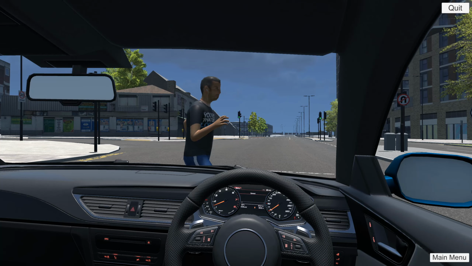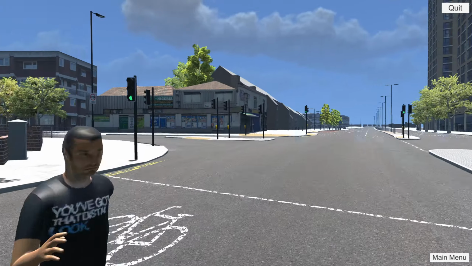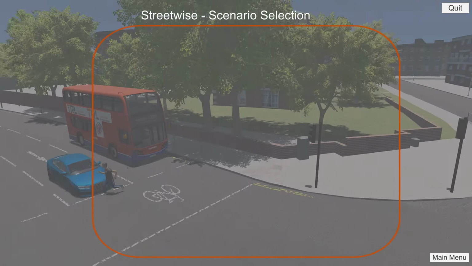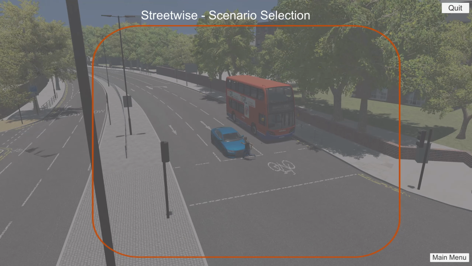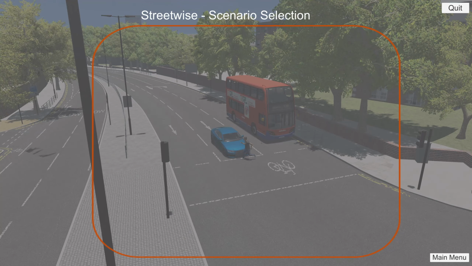And as you can see, by bringing in the RAIDS data, we are bringing in that vital information that makes or breaks this specific scenario, because there is no point simulating this scenario without the bus in there.